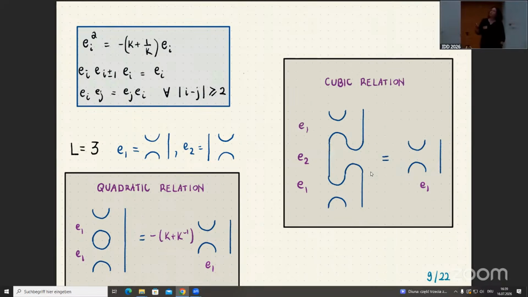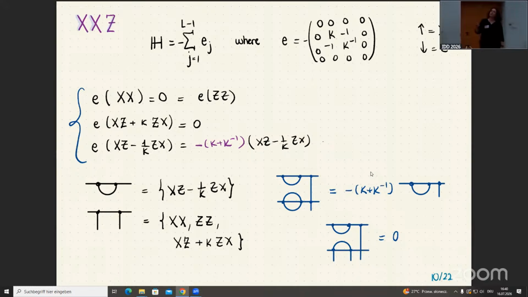I start with E1, so this antisymmetrizer is in the first two sites, then I do E2, so they are in sites 2 and 3, and then E1 again. You see that if this was a thread, for example, I could just straighten this one, and I get back again the same relation. And exactly this one appears in the XXZ chain. There you can actually write the Hamiltonian of the XXZ chain in terms of these Temperley-Lieb generators.